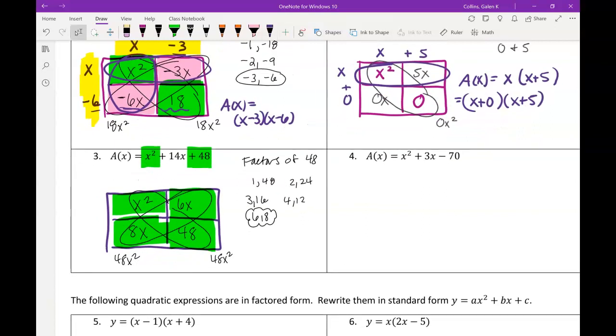So now when we pull out our GCF, if I pull out an x here, because x is the greatest common factor of x squared and 6x, that means I also have to have an x up here. And then to make this positive 6, I would need a plus 6. Going down this column, we already factored out an x on top, so I would need a plus 8 here. So our final answer is that we could express the area as x plus 6 times x plus 8.